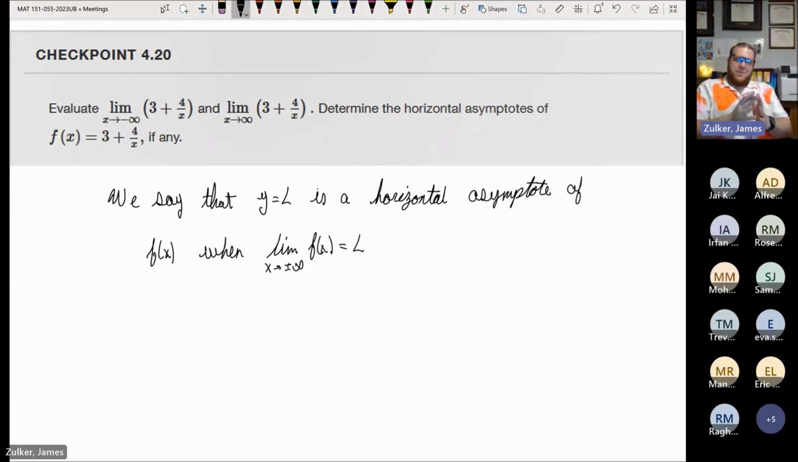So if, or when, the limit as x approaches either plus or minus infinity of a function is equal to L, then we call that line y equals L a horizontal asymptote. So that's the formal definition of a horizontal asymptote. Here we're asked to evaluate the two infinite limits and determine the horizontal asymptotes.